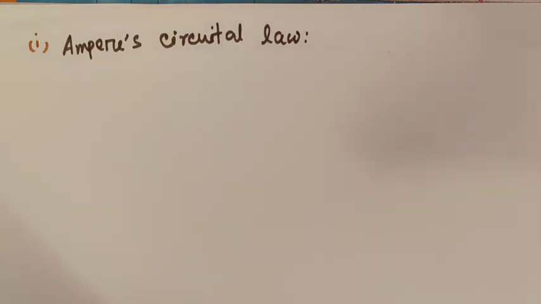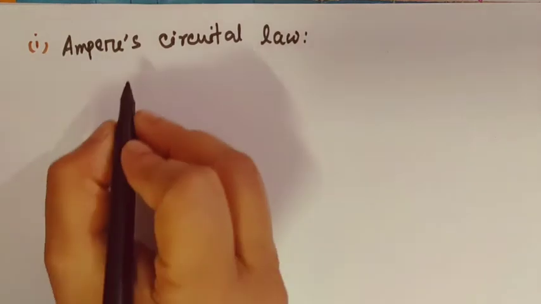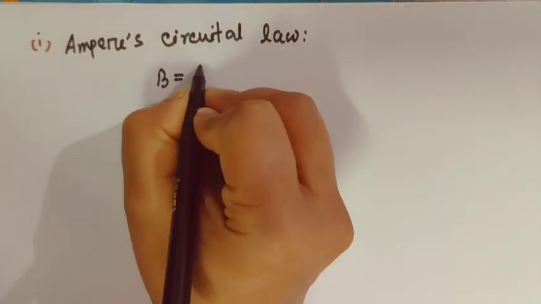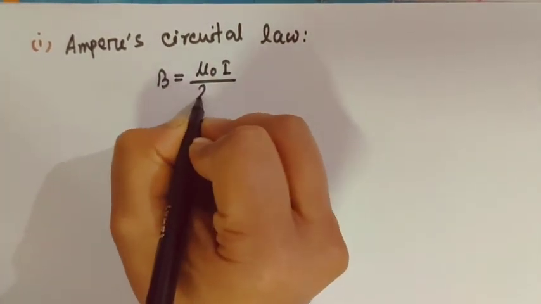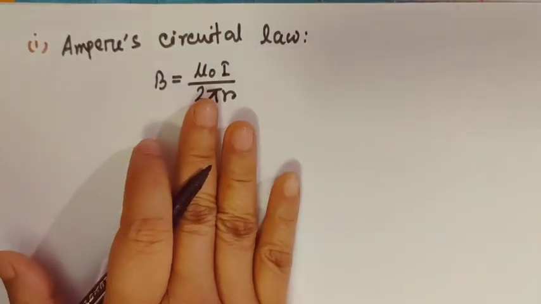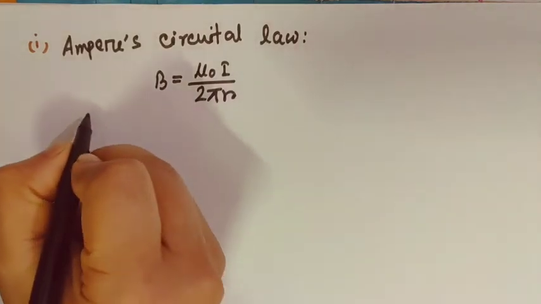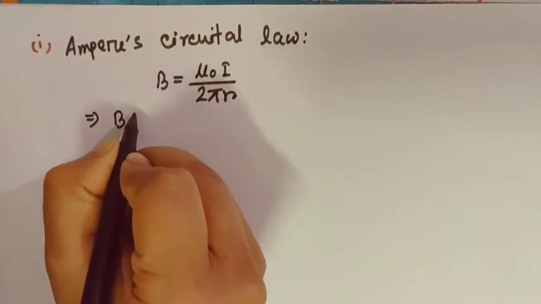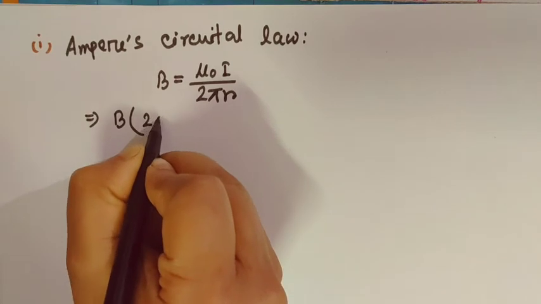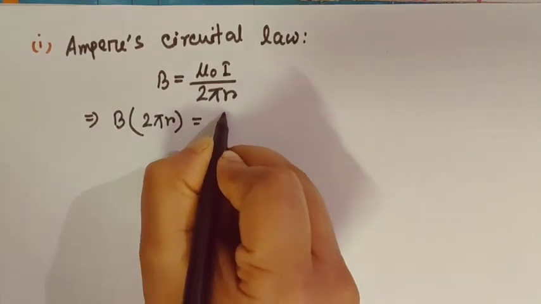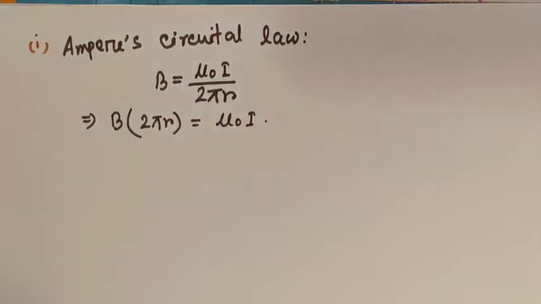We have seen that the magnetic field at a distance r from a long straight wire carrying current I is B equals mu naught I by 2 pi r. We already know this relation from Biot-Savart law or applications of Biot-Savart law. Now if we write this equation in another form, we can write B into 2 pi r equals mu naught I, right?